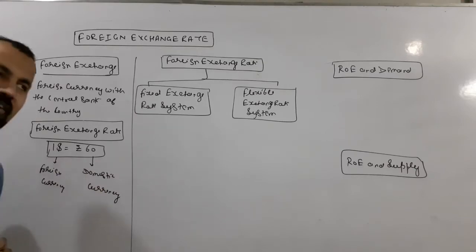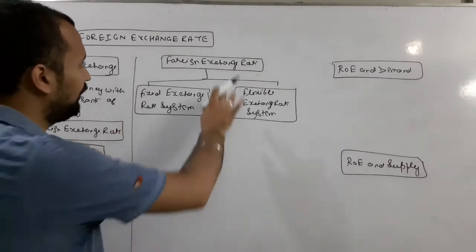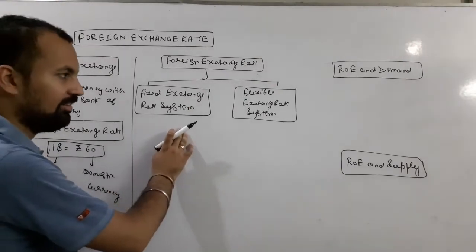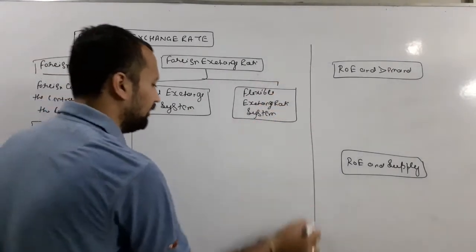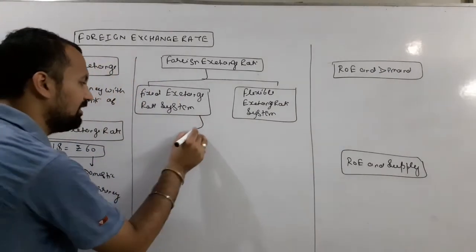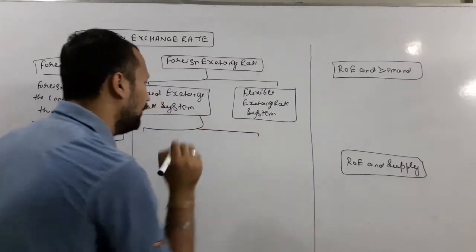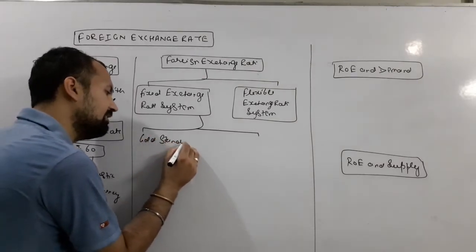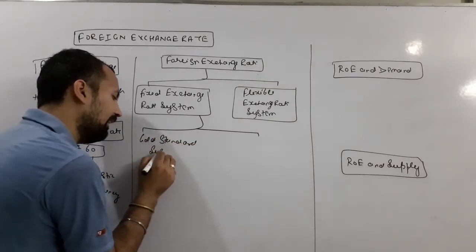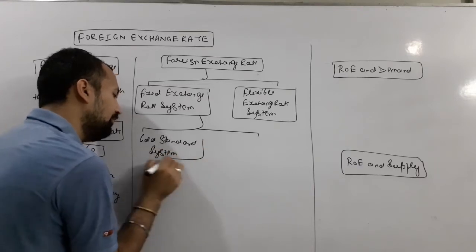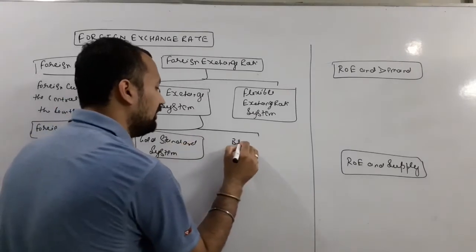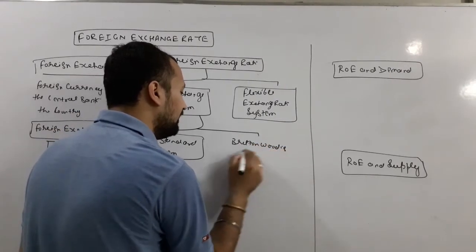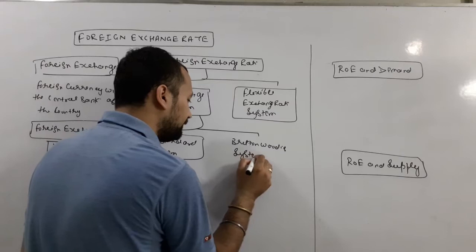So the next part is that foreign exchange rate can be found with the help of two methods. One is fixed exchange rate system, one is flexible exchange rate system. Fixed exchange rate system is a system in which the exchange rate is fixed throughout. It can be classified into two parts. One is gold standard system and one is Bretton Woods system of exchange.